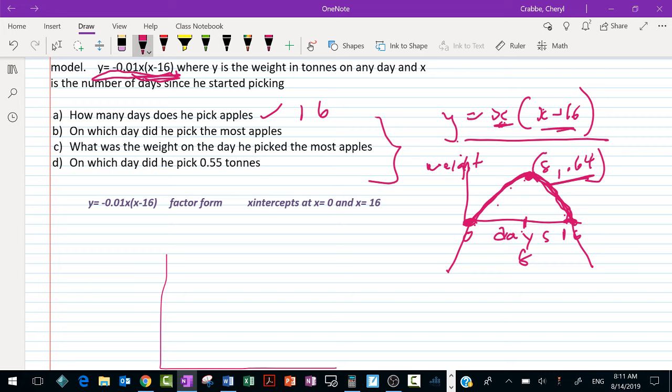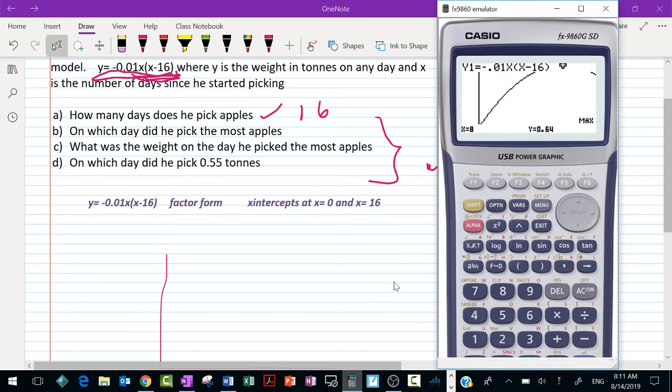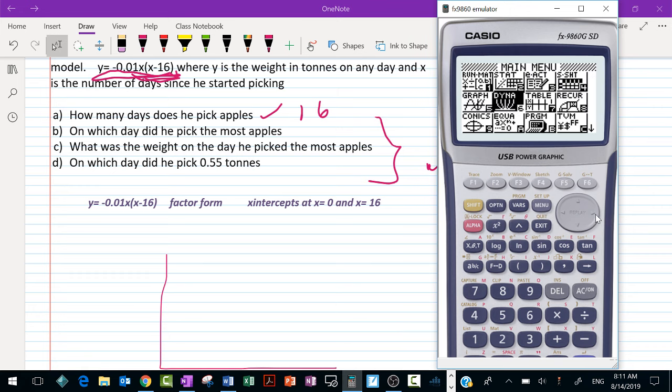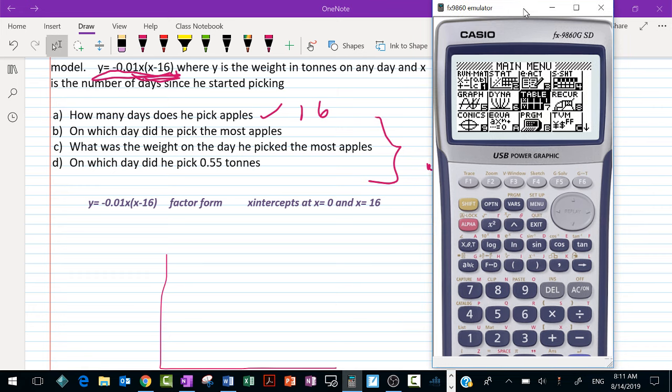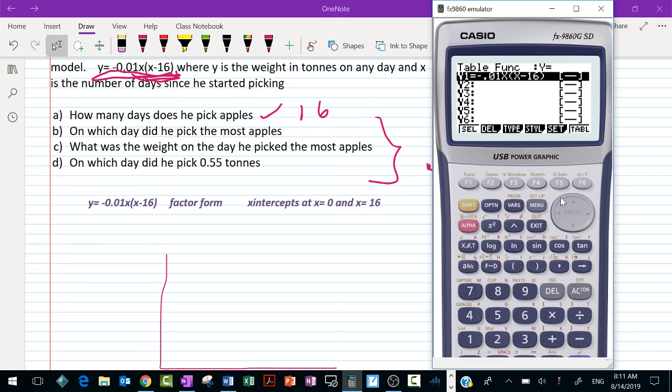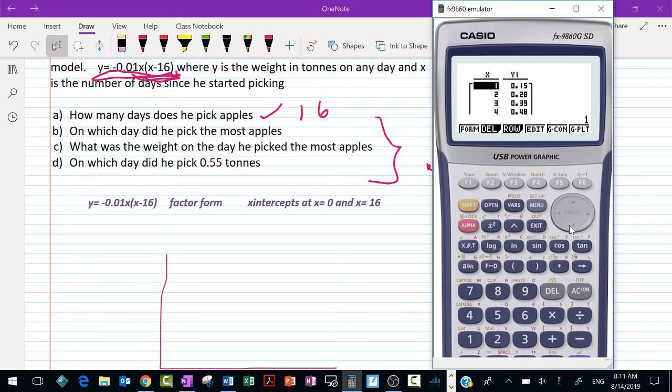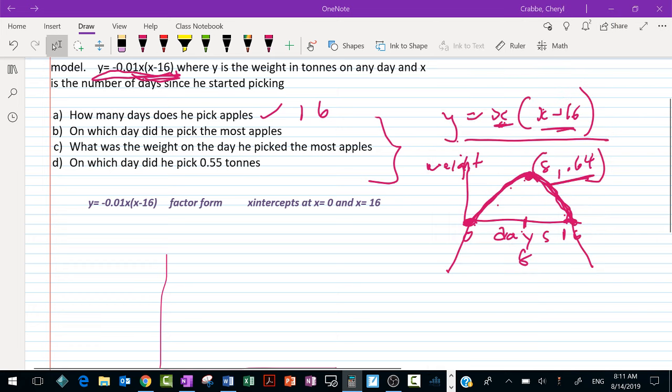Now there's a couple of ways to get this answer. 0.55 tons is a y value, right? So let's just say I go to my menu and I go to table and I look at my table and I want to get some values, so I'm going to select it, table. Now, what happens if my table doesn't go far enough? Oh, 5 is 0.55. So on day 5, it's 0.55. Right here, day 5, 0.55.